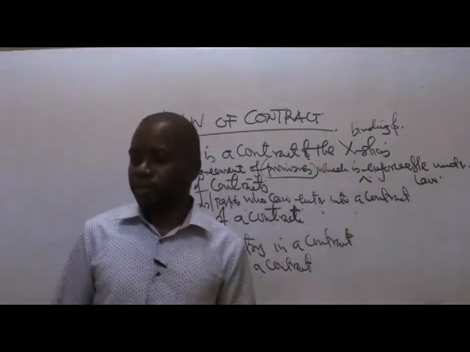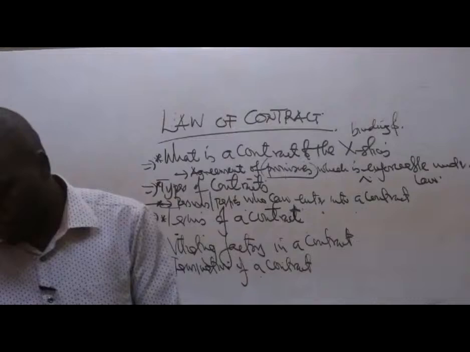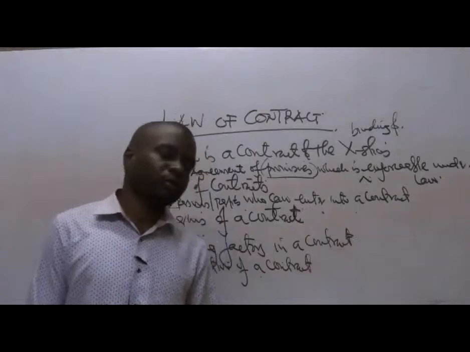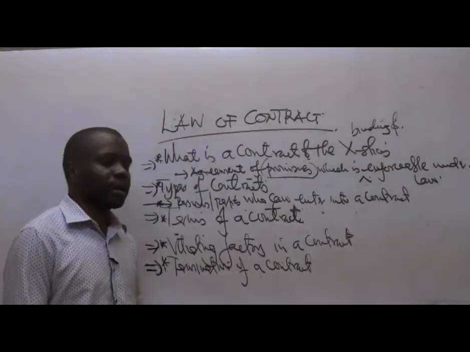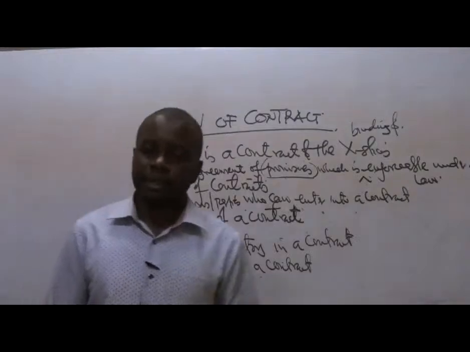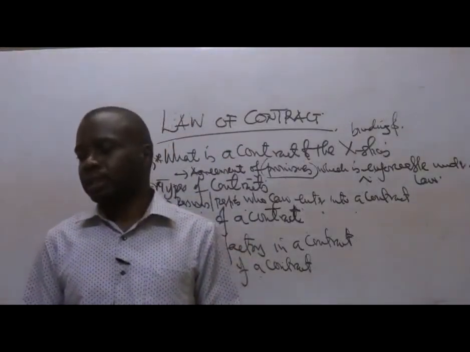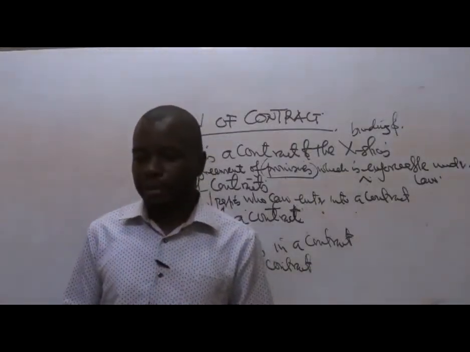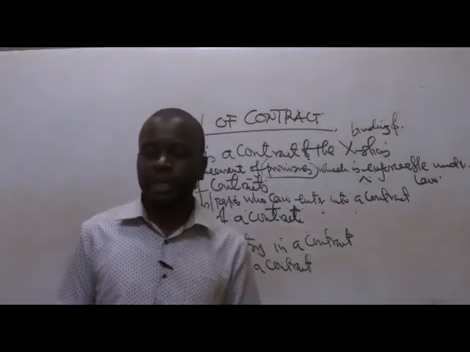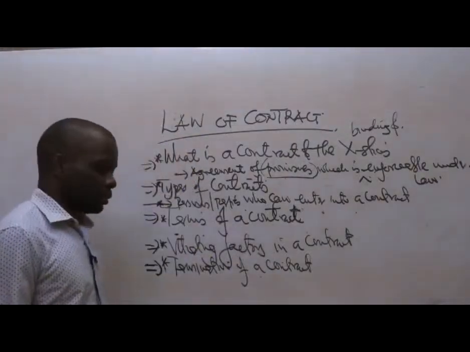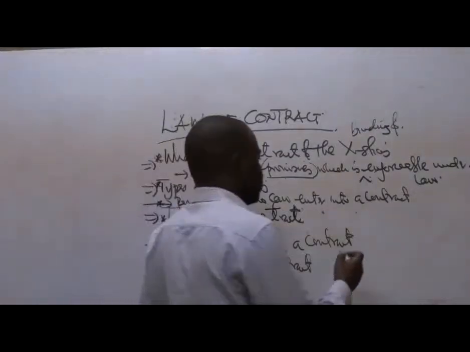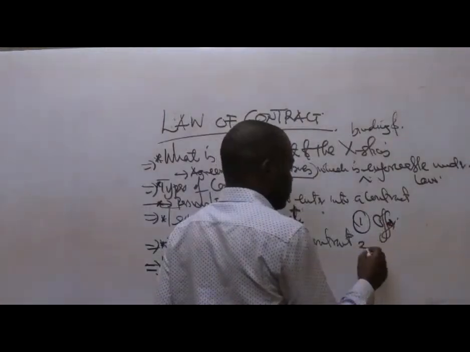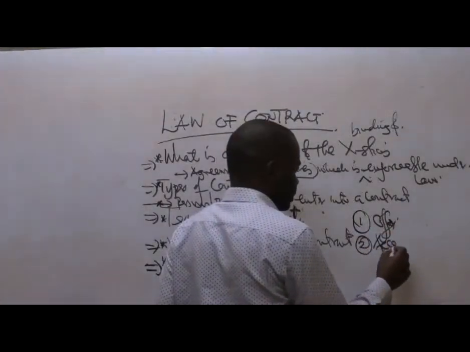So what are the key essential elements of a contract? When you talk about the key essential elements, we're talking about the key characteristics that must be present for a particular agreement to be seen or concluded as actually being a contract. So number one, essential element is that there must be an offer. Number two, there must be an acceptance.